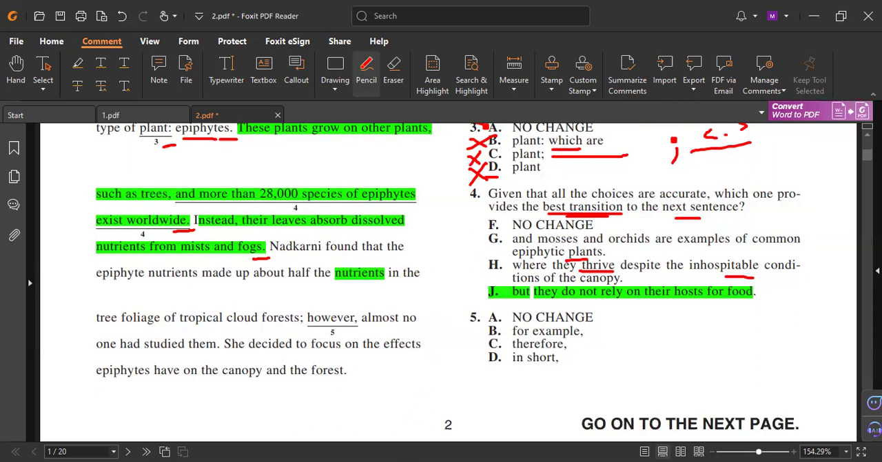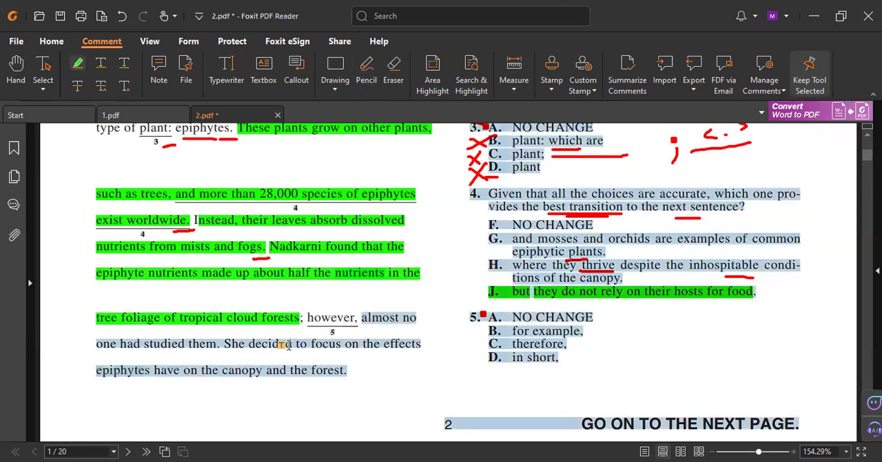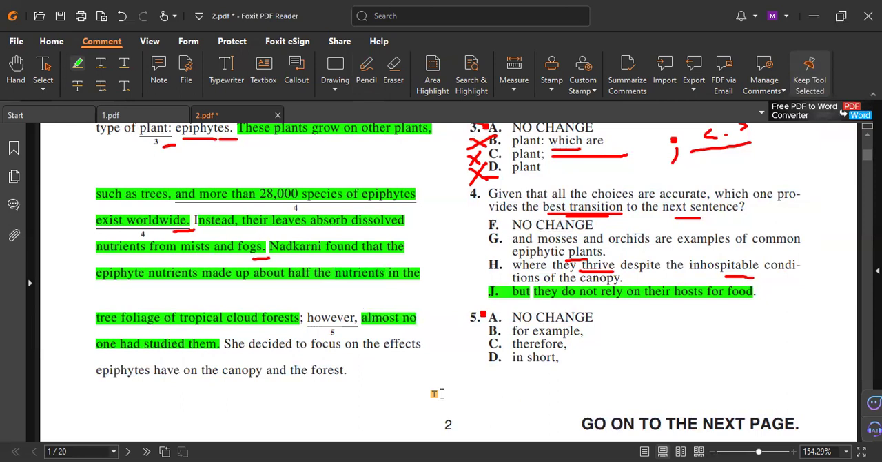For number 5, let me answer it and explain how. It must be letter A, but why? Number 1, "however" is a transition word. So we have 2 ideas. What are the 2 ideas? The previous sentence, this is here, and the following sentence, this is one. Now, do we have any relation? Let's see what the relation could be.